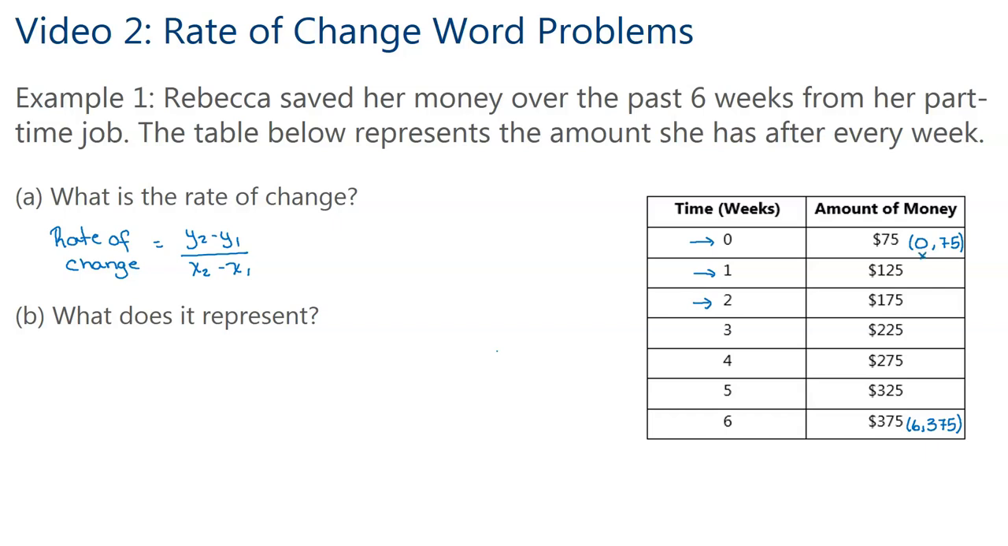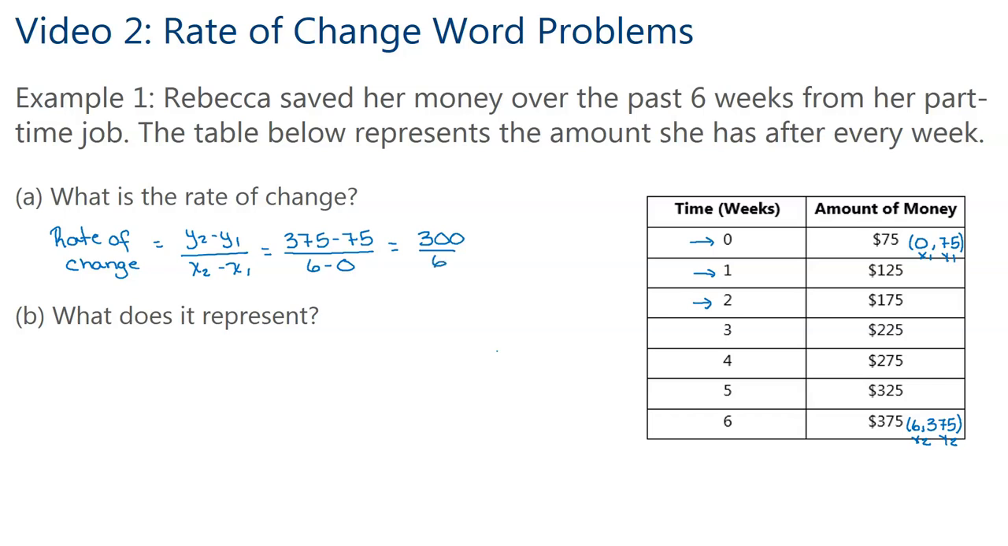Now if I label these as x1, y1, and these as x2, y2, I can plug them into my formula. So now I get 375 minus 75 in the numerator, and 6 minus 0 in the denominator. Simplifying this, I get 300 over 6.